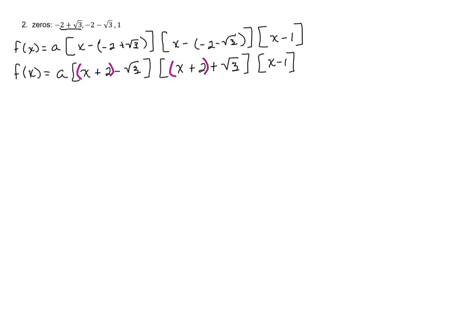And so what I want you to see is I have this x plus 2 in parentheses and this x plus 2 in parentheses. They're the same. Then I have a minus square root of 3 and a plus square root of 3. So what I have here are conjugates. Well, we know that when we multiply conjugates together, the middle term cancels out.